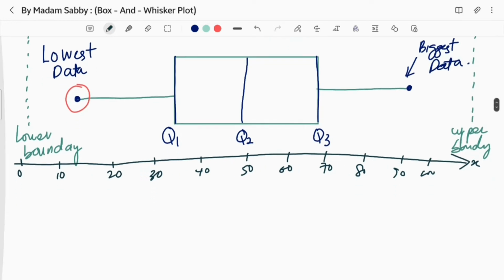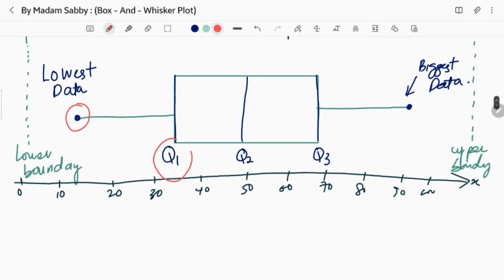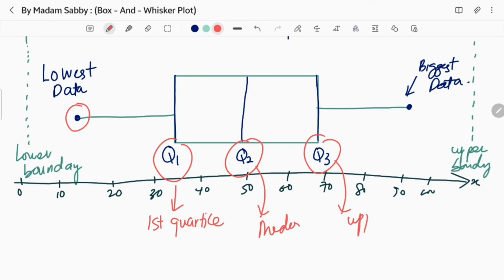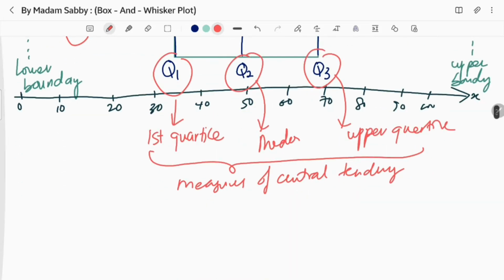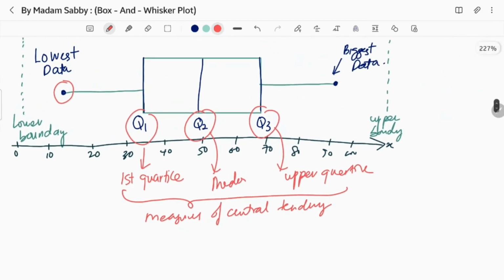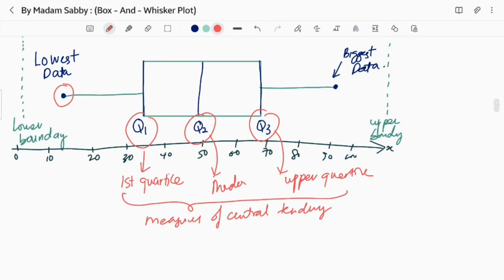So what does Q1 mean? Q1 is your first quartile, your Q2 is your median, and your Q3 is your upper quartile. These three are actually measures of central tendency. They will have different formulas depending on whether you have grouped data or ungrouped data.